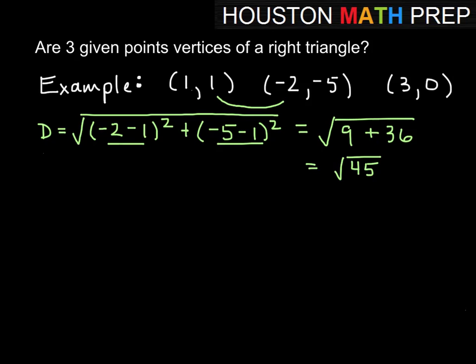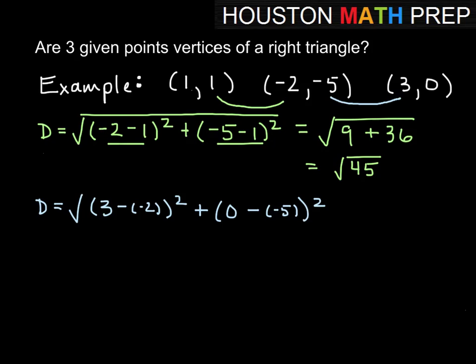Okay, next one I'll do is the distance from (-2, -5) to (3, 0). So for that distance, we'll have square root of quantity of the x's subtracted, so that'll be 3 minus -2 squared plus 0 minus -5 squared.